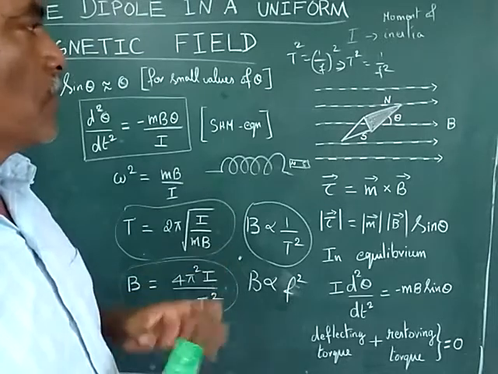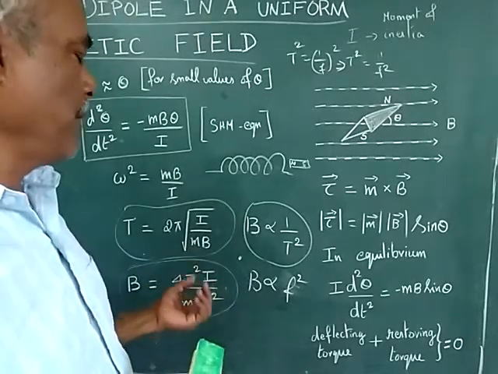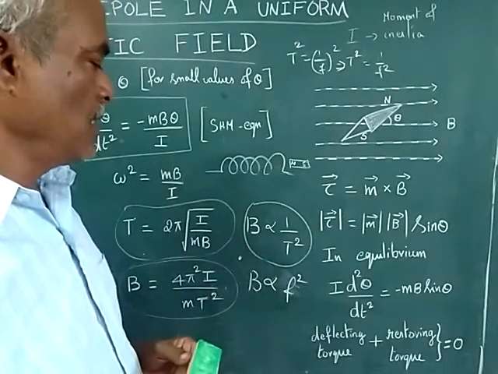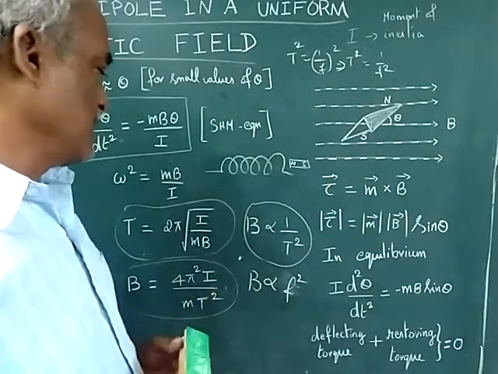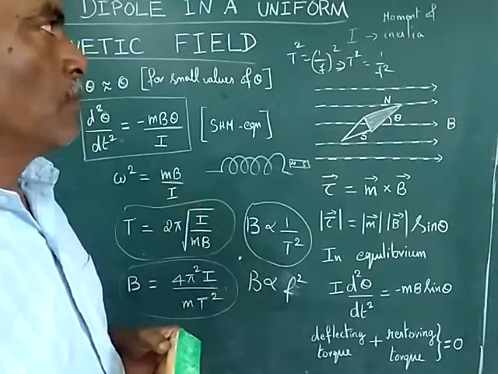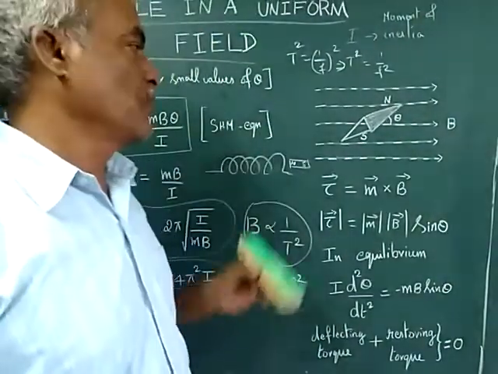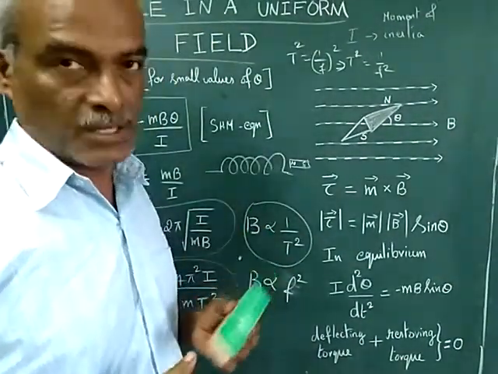So that's all about the relation between time period and magnetic flux density, and frequency and magnetic flux density, and we have assumed that moment of inertia and magnetic moment are constant for deriving this relation.